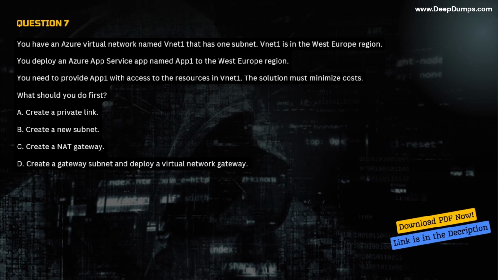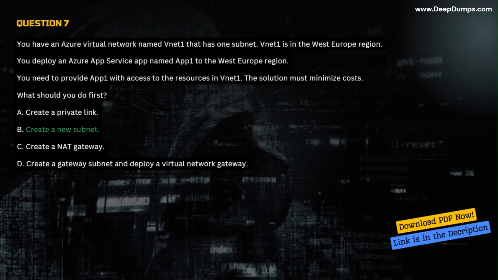Question 7. You have an Azure virtual network named VNet1 that has one subnet. VNet1 is in the West Europe region. You deploy an Azure App Service app named App1 to the West Europe region. You need to provide App1 with access to the resources in VNet1. The solution must minimize costs. What should you do first? A. Create a private link. B. Create a new subnet. C. Create a NAT gateway. D. Create a gateway subnet and deploy a virtual network gateway.